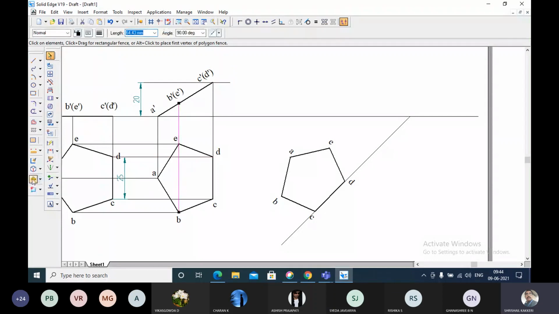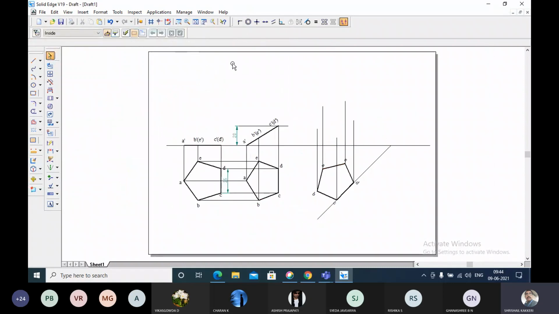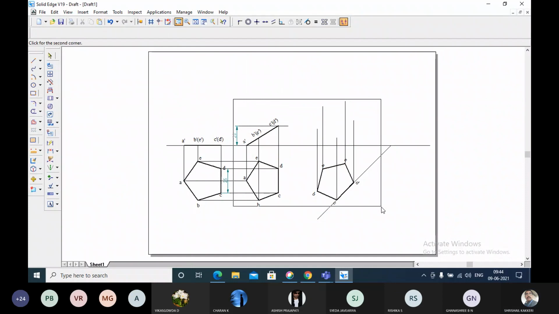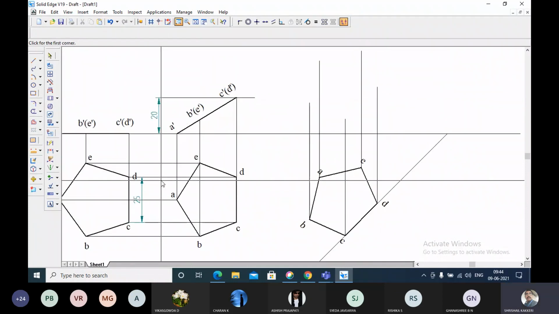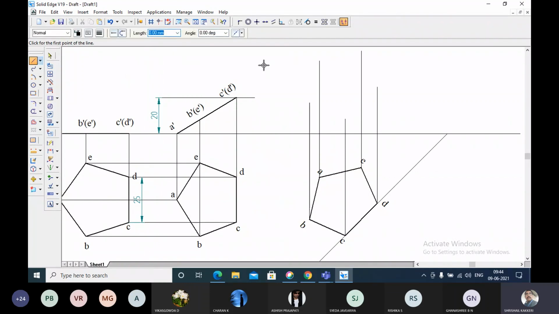Let me take a line from all the respective points. Copy that line from A, from B, from C, and from D, and from E. I have taken. Let me concentrate on this only. Next, if you want, you can project these lines up to a certain length. Okay, I have projected.